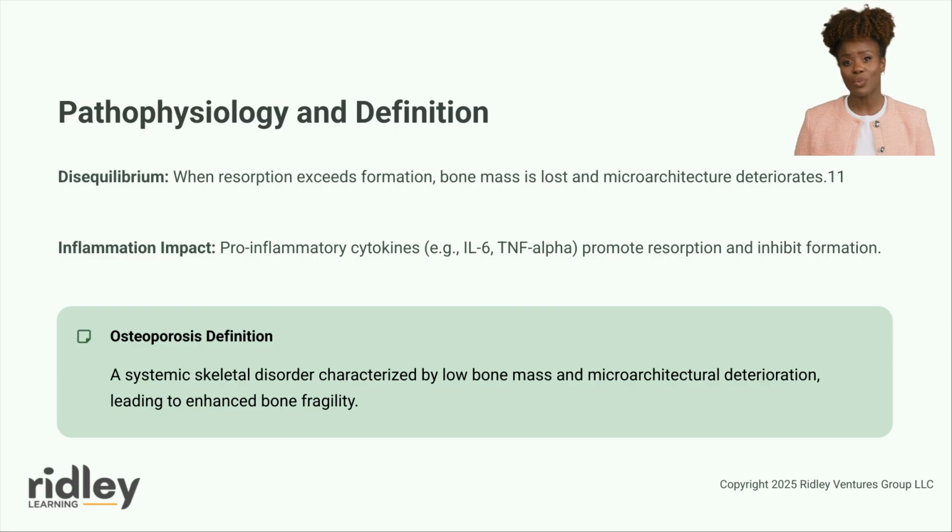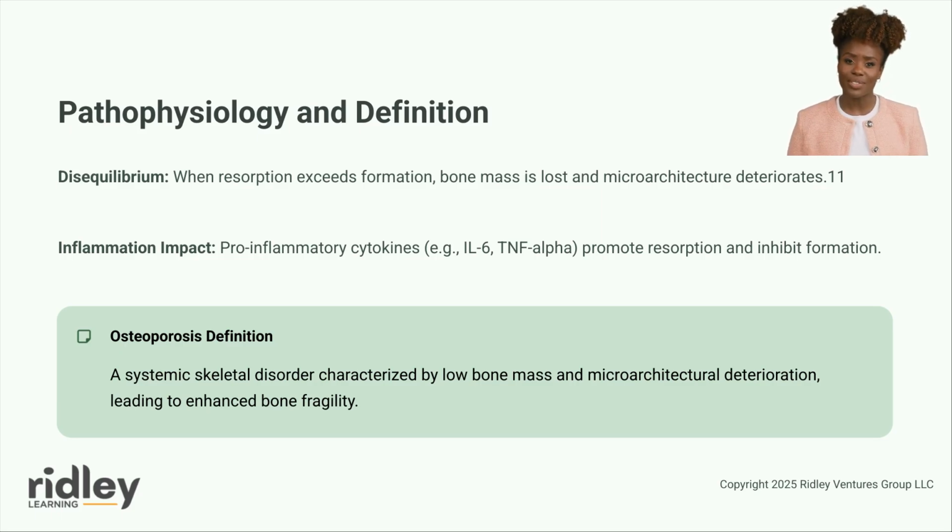Now, let's establish the formal definition. Osteoporosis is defined as a systemic skeletal disorder characterized by low bone mass and microarchitectural deterioration of bone tissue, leading to enhanced bone fragility and a consequent increase in fracture risk.